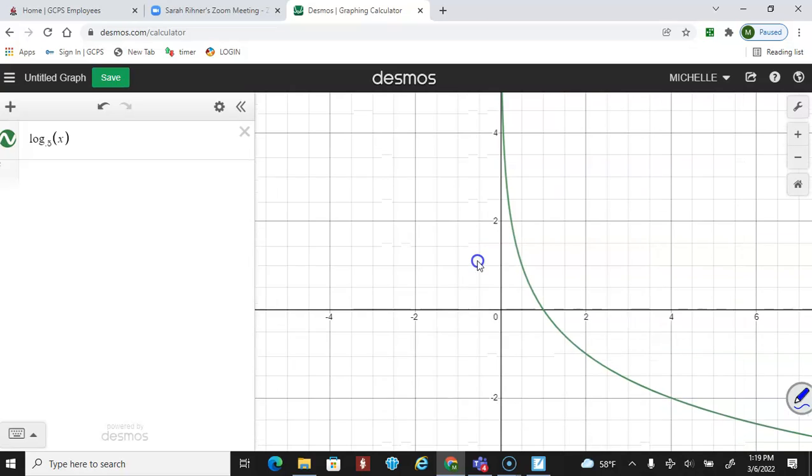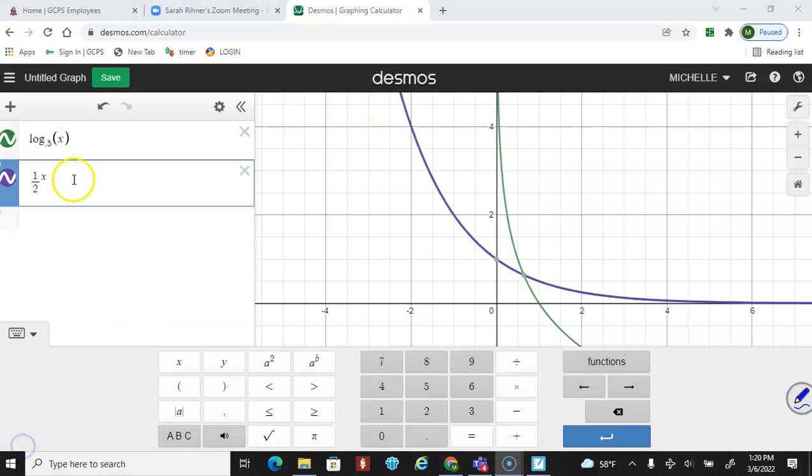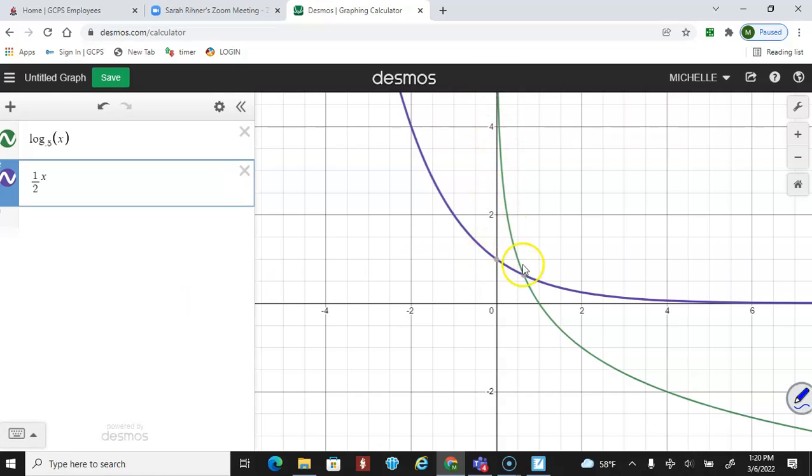Notice that it does look like the function we had. I went ahead and put in 1/2 to the x power. This blue one right here, or purple, whatever color that is, that was our original function. That's the original one we put in. And then this is log base 1/2 of x.